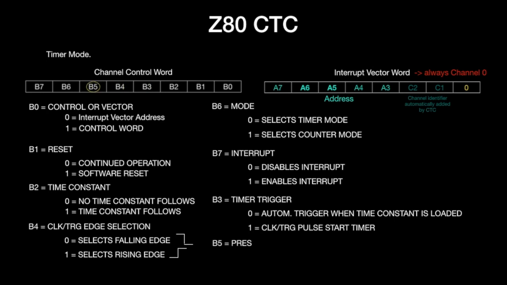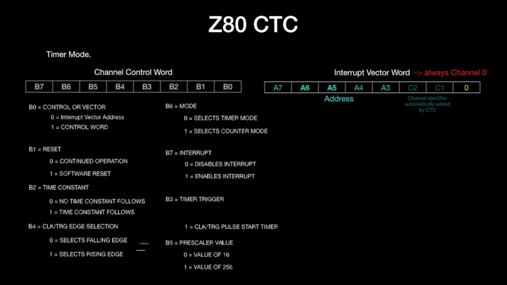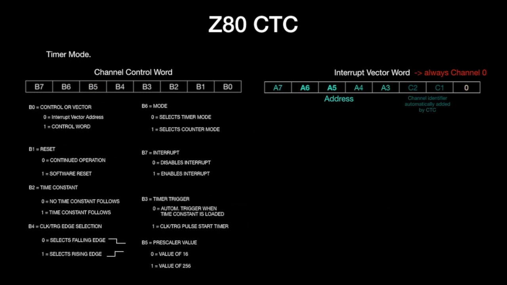And you have to also specify B5. B5 is a prescaler value. 0 means value of 16 and 1 means value of 256. I will explain it in a minute. A quick example.